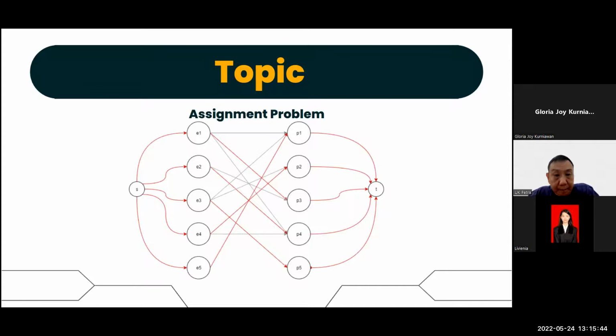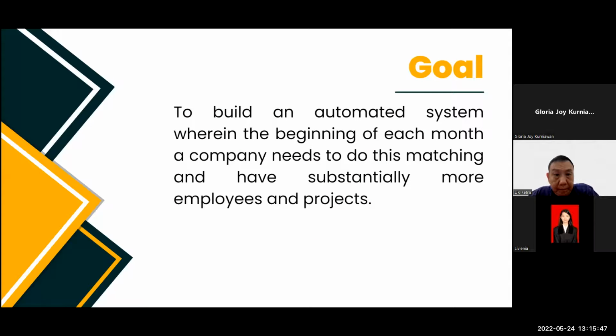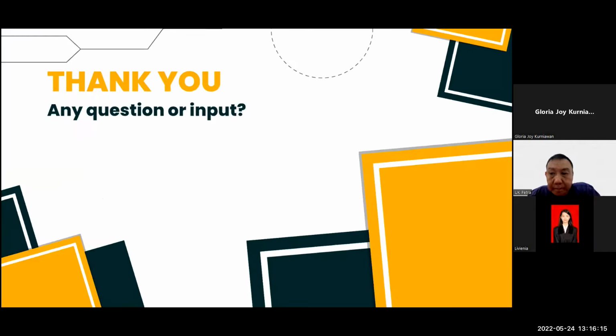The goal is to build an automated system where at the beginning of each month a company needs to do this matching. Imagine a company will not have only 5 employees and 5 projects. They will have more than that, substantially more. So that's my idea, and I have already tried to formulate it.